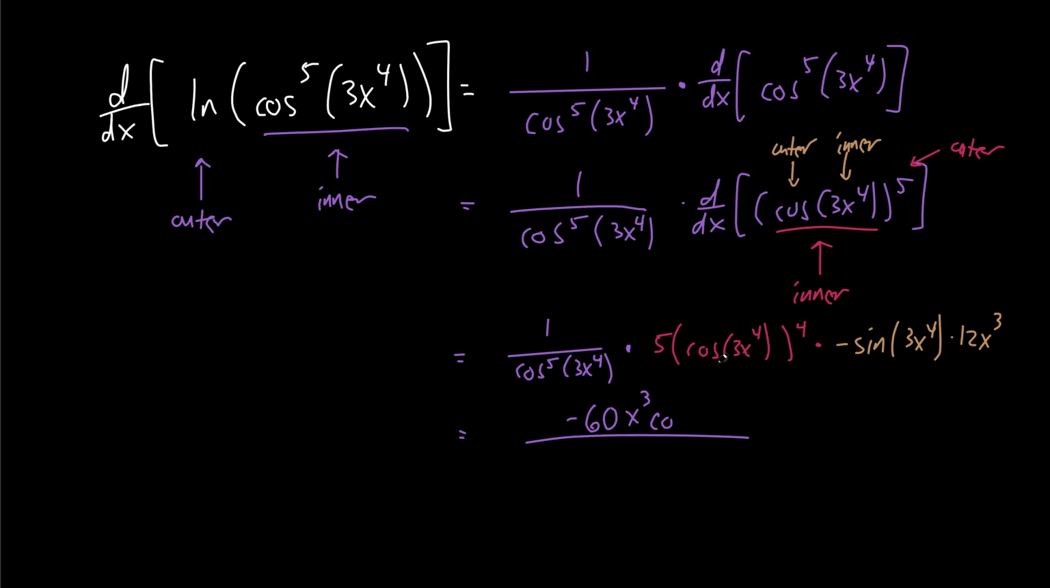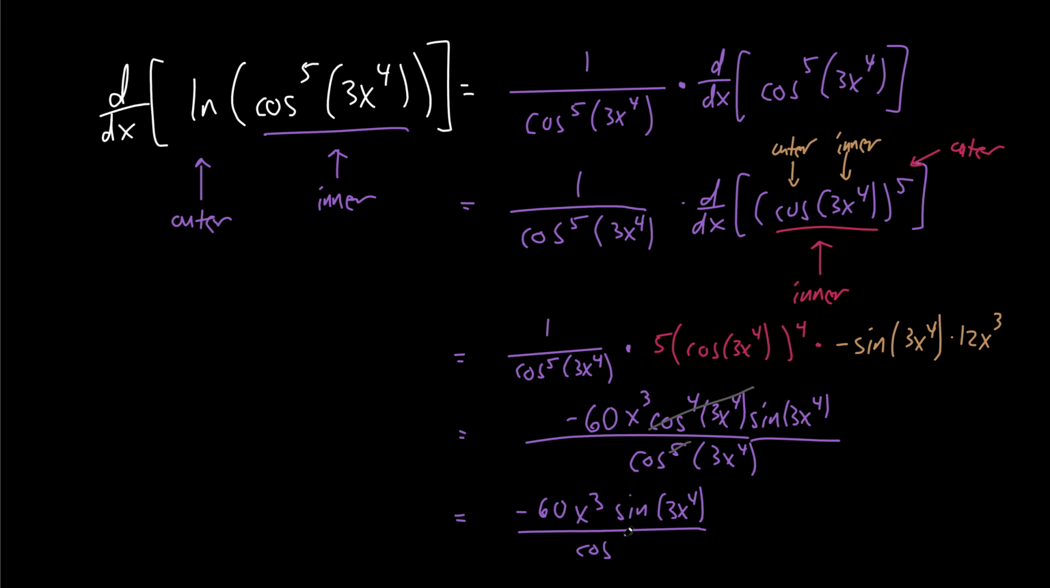I'm going to have this cosine here, cosine to the power of 4 of 3x to the 4. And I'm going to have this sine here, sine 3x to the 4. All over, there's only one term in the denominator. That's my cosine power of 5, 3x to the 4. At this step, I'm going to cancel out 4 cosines in the numerator and 4 out of the 5 in the denominator. That's going to leave me with negative 60x cubed sine of 3x to the 4 all over 1 cosine 3x to the 4.